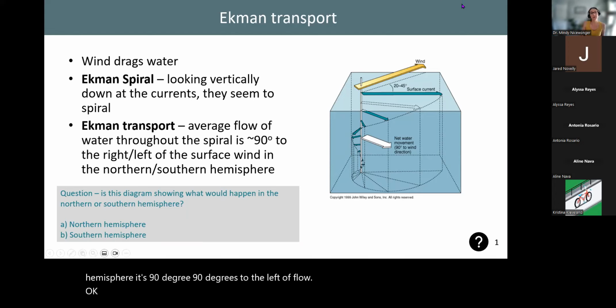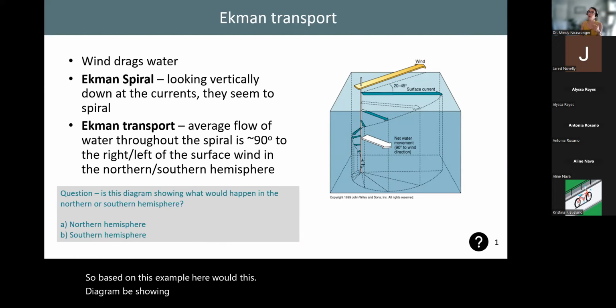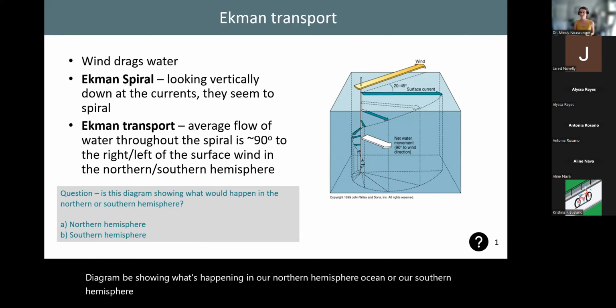Okay? And so here in my example, I have the wind blowing with that yellow arrow on top, and then my Ekman transport, the net water movement, is 90 degrees to the wind direction. So based on this example, would this diagram be showing what's happening in our northern hemisphere ocean or our southern hemisphere ocean?